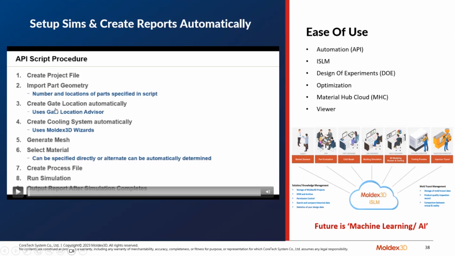It's going to create the gate using the gate location advisor. It's going to create generic cooling layouts. It's going to automatically generate the mesh for you. It's going to select the material, what you need to define. It's going to create the process file. It's going to run the simulation and also automatically populate the results that you care about, right? So everything can be automated inside Moldex3D.